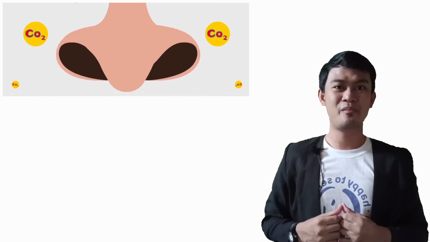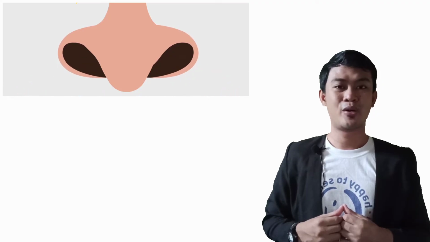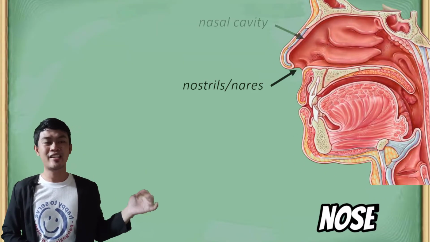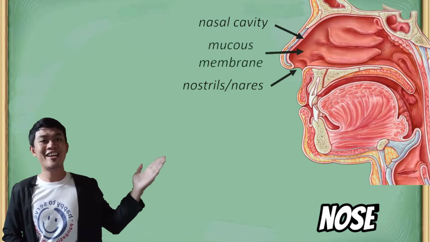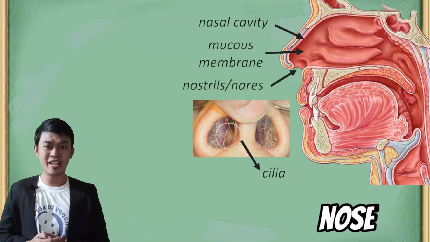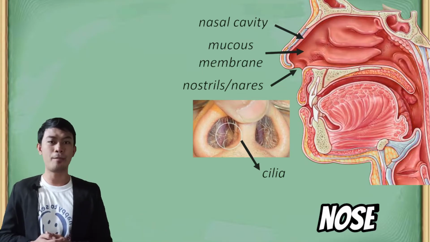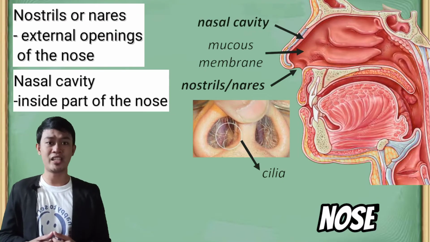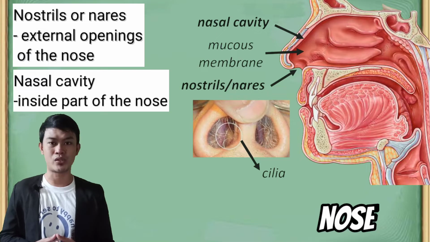Breathing process starts from the nose. It is the only visible part of the respiratory system, wherein the air enters, and it is also responsible for the sense of smell. The nose has four parts, namely nostrils or nares, nasal cavity, mucous membrane, and the cilia. Here, the air enters the external opening of the nose known as nostrils and passes through the nasal cavity, which is the inside part of the nose.